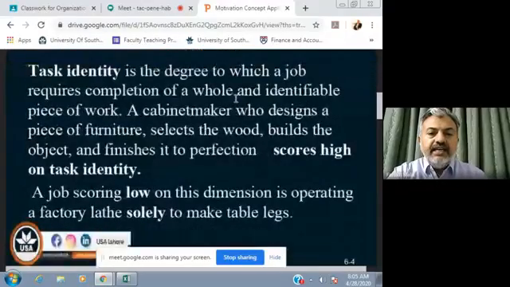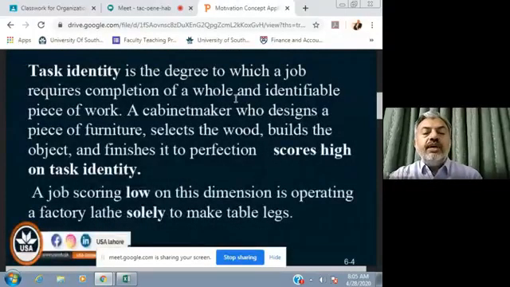Task identity is the degree to which a job requires completion of a whole and identifiable piece of work. So you are given a task. A task is a set of activities that you have to complete, and task identity is the degree to which a job requires completion of a whole and identifiable piece of work. For example, this is the assignment that you have to complete before 4 o'clock today. So it is a task and it is a whole and identifiable piece of work.